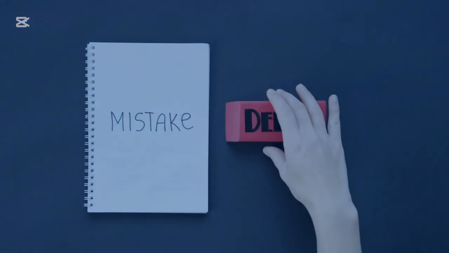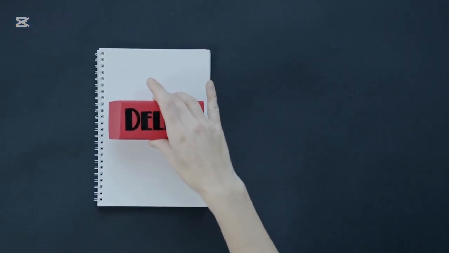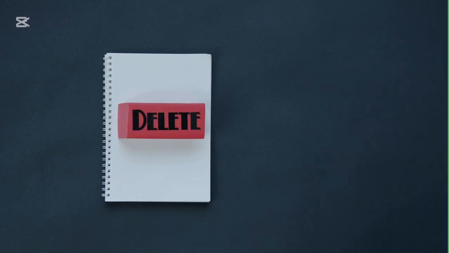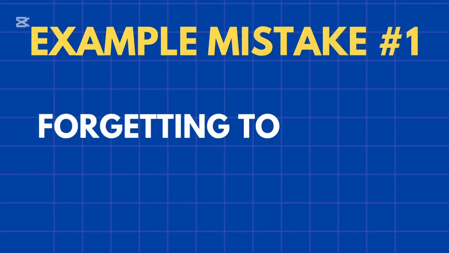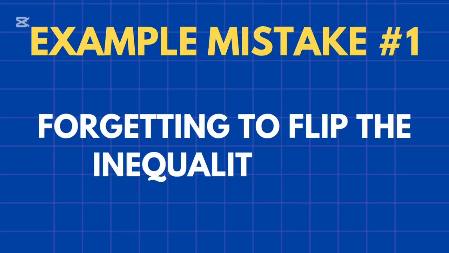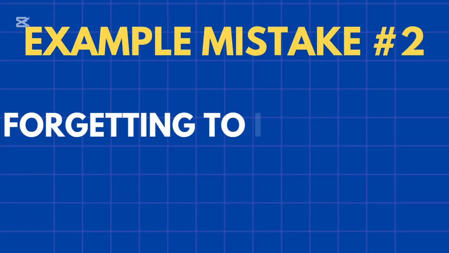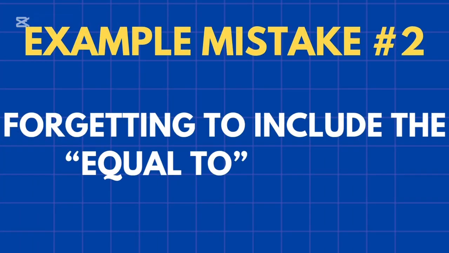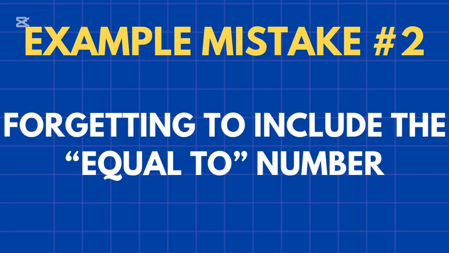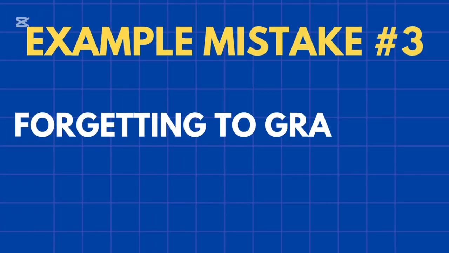Now let's take a look at some of the common mistakes that we can avoid when solving inequalities. The most common mistake is forgetting to flip the inequality sign when we divide or multiply by a negative number. Recognizing that we have a negative sign before a variable at the beginning will help us avoid this mistake in the future. Mistake number 2 is forgetting to include a number when we have an equal to inequality. For example, if our answer is x is less than or equal to 5, make sure to include 5 in your answer. Last mistake is forgetting to graph the final answer.